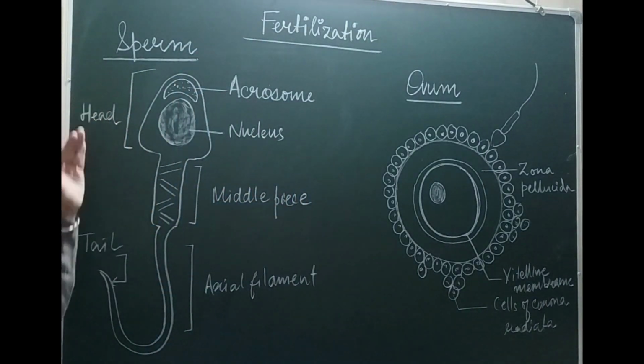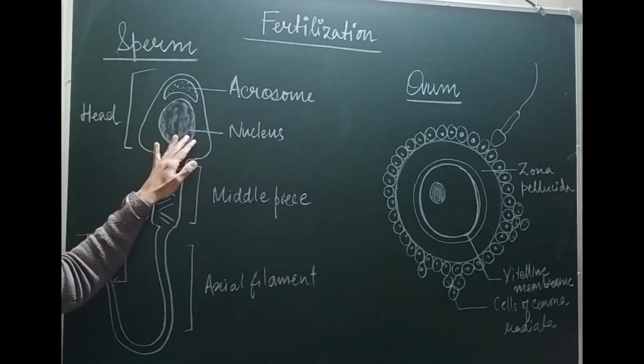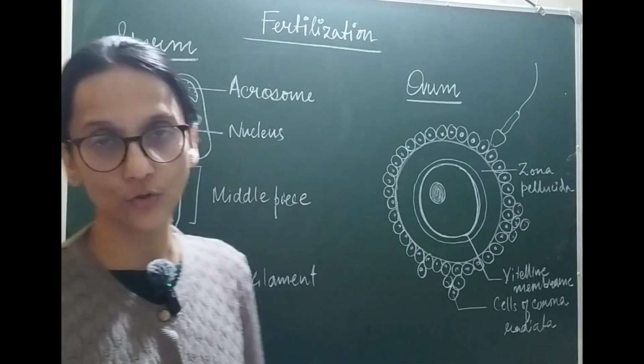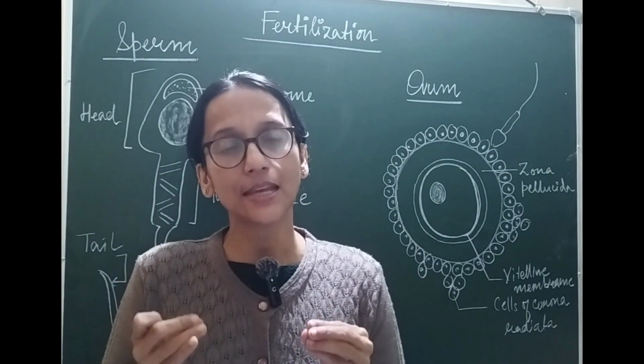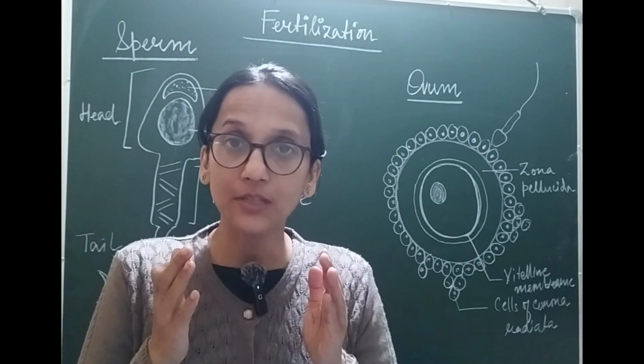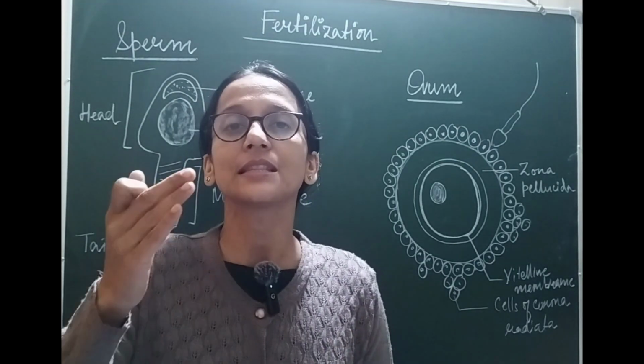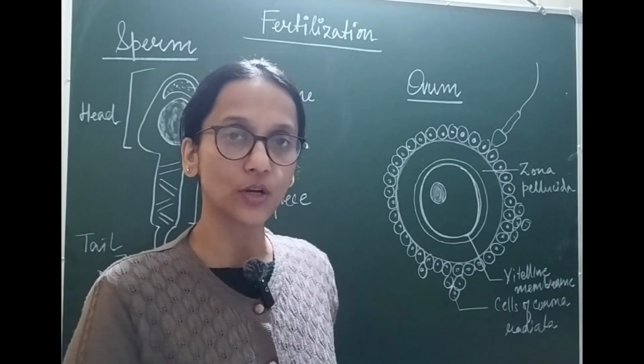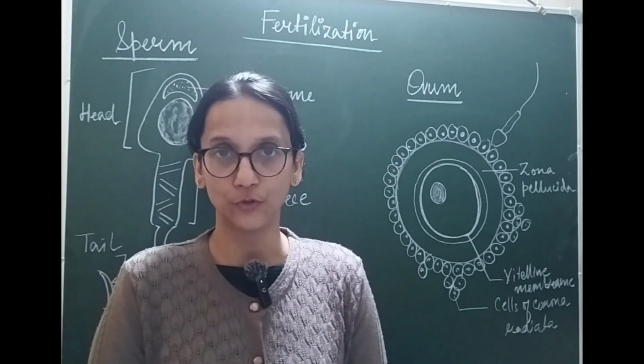The male gamete is divided into three parts. It has a head that contains a nucleus and a bag called acrosome. Now this bag contains the enzyme called hyaluronidase. This enzyme is required for the sperm to melt the various layers of the egg. When I explain the structure of the egg, it's going to be all the more easier for you to understand.